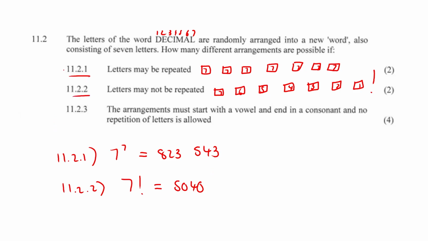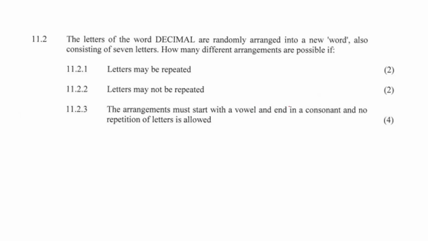11.2.3 is pretty interesting though. What happens if the arrangements must start with a vowel and end in a consonant and no repetition of letters is allowed? Well, we've got 3 vowels. So 1, 2, 3, 3 vowels, and we've got 4 consonants then in our 7 letters. So it must start with a vowel. So 1, 2, 3, 4, 5, 6, 7. There's 3 options for the first position, and it must end in a consonant. So there's 4 options in the last position, right?